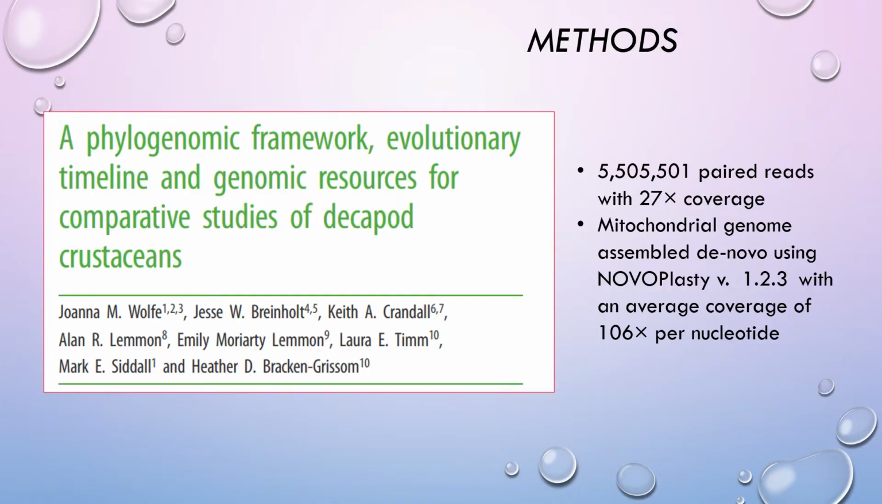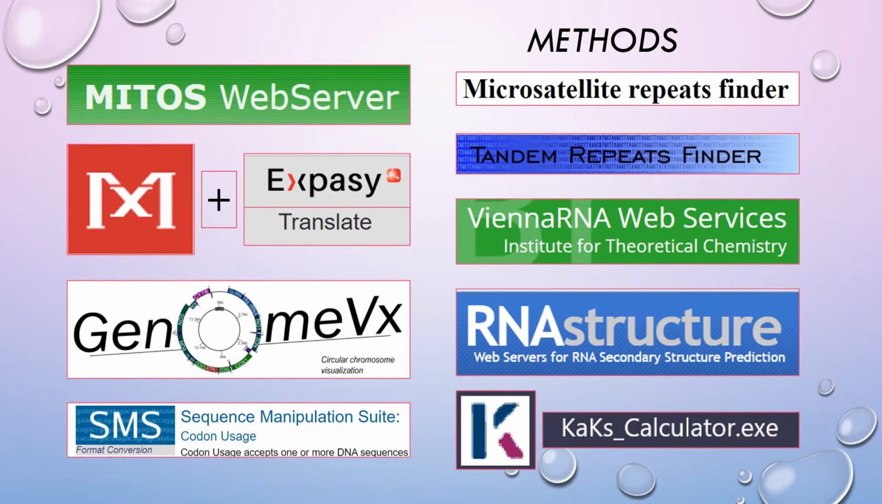The raw sequence data used for the study was obtained from previously generated data from Wolf et al. 2019. The dataset was composed of over 5 million paired reads, and the mitochondrial genome was assembled de novo using the NOVOPlasty software. The mitochondrial genome was annotated using the MITOS and MITOS2 web servers. Using MEGA X and the ExPASy web translator tool, each gene was then manually curated. Genome VX was used to render a visual depiction of the mitochondrial genome.